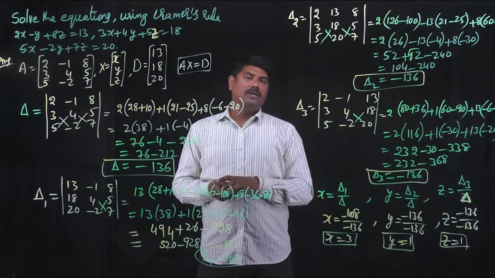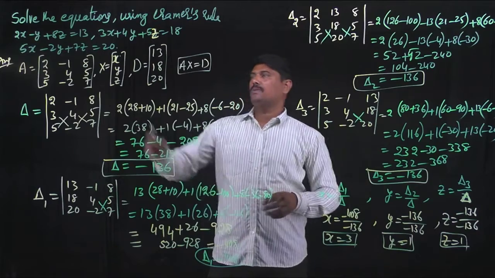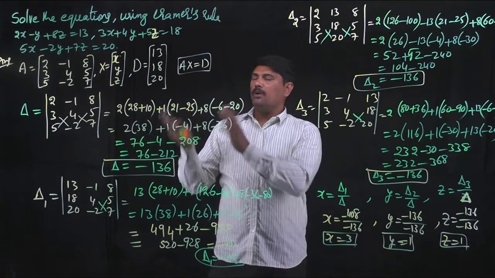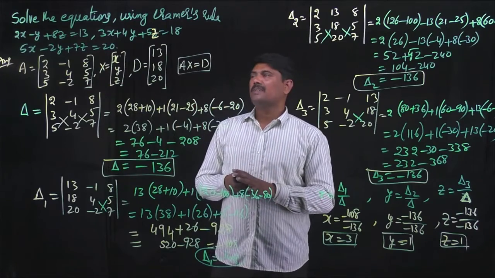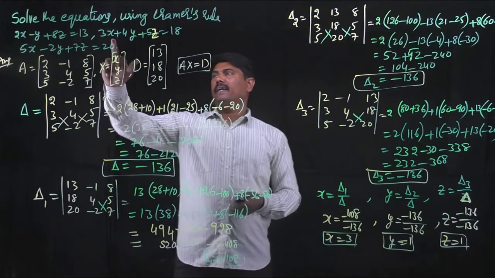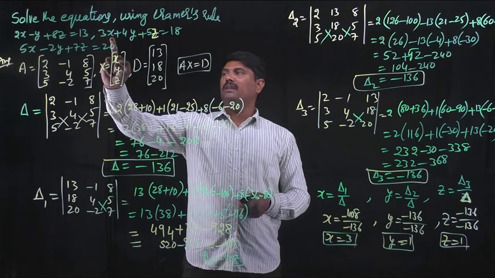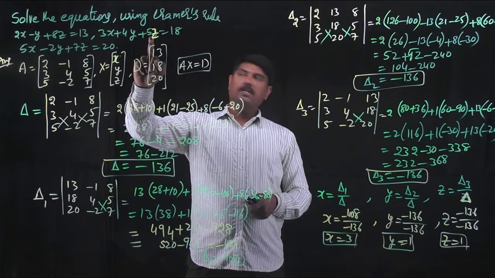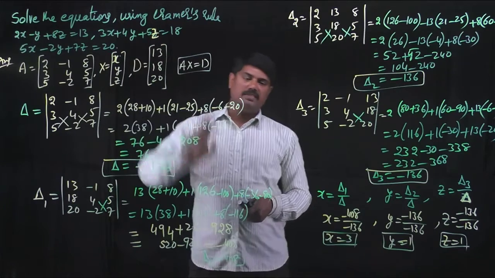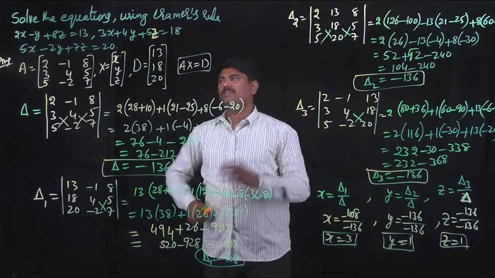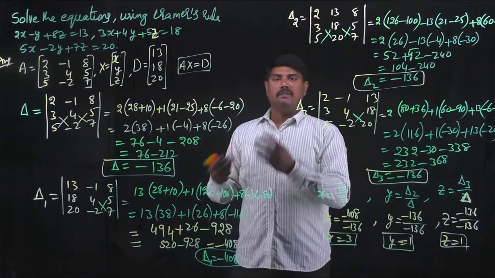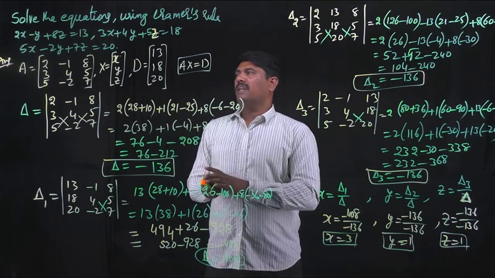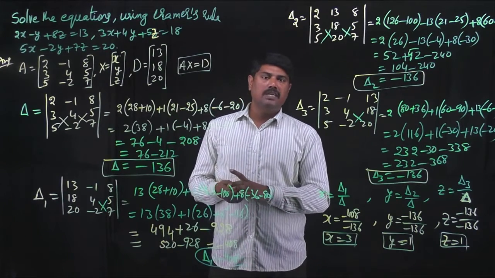These values x 3, y 1, z 1 have to satisfy all three given equations. You can substitute in any equation so that the values must be satisfied. Let me check in the second equation. 3 into x value 3, 9, 4 into 1, 9 plus 4, 13, 5 into 1, 5, 13 plus 5, 18. Second equation satisfied. Like that you can check with the remaining two equations also. So this is how to solve the given non-homogeneous equations using Cramer's rule.